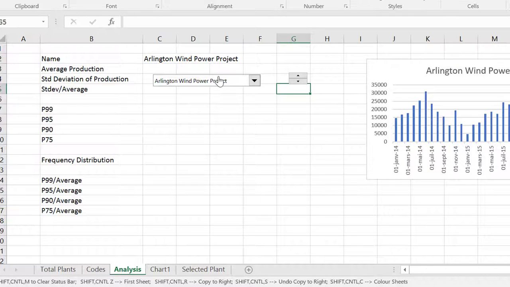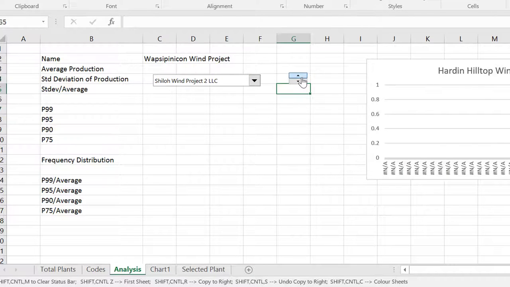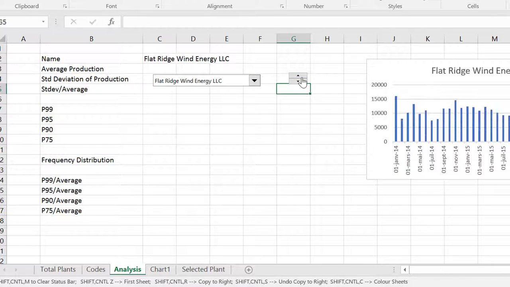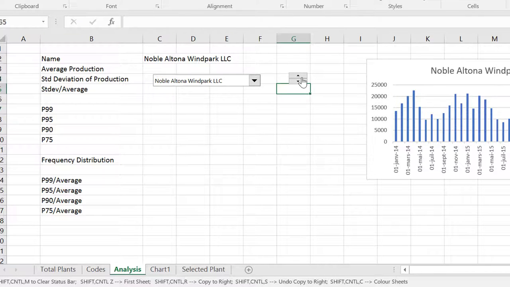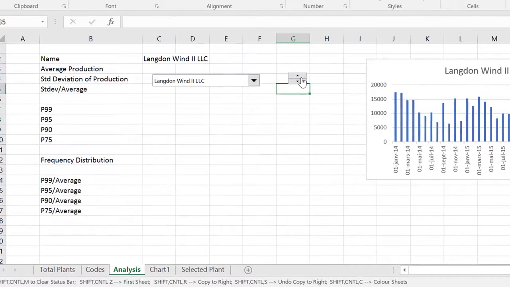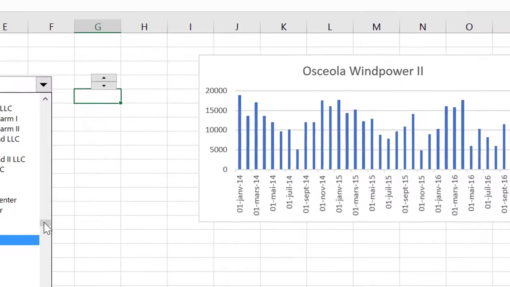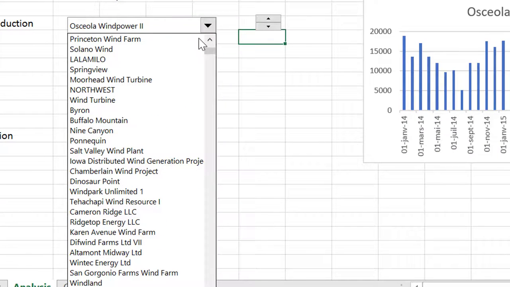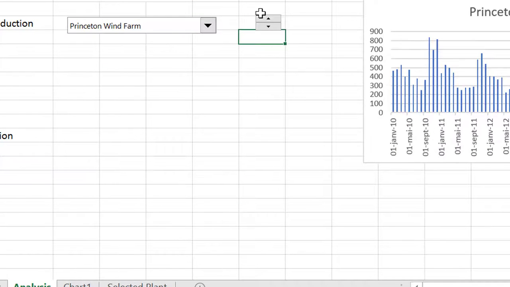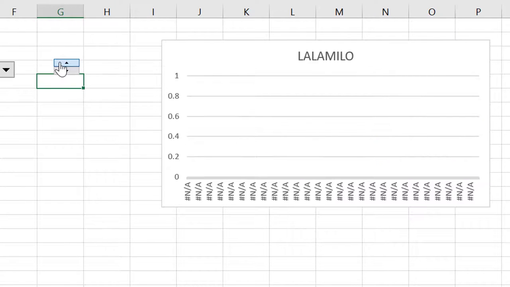Okay, so with a little bit of match and index, so far what I've been able to do, and there are a lot of these projects that don't have the full data, okay? But the good news is you can look at all of these things. Here's one of the first ones. And let's look at a couple of ones.